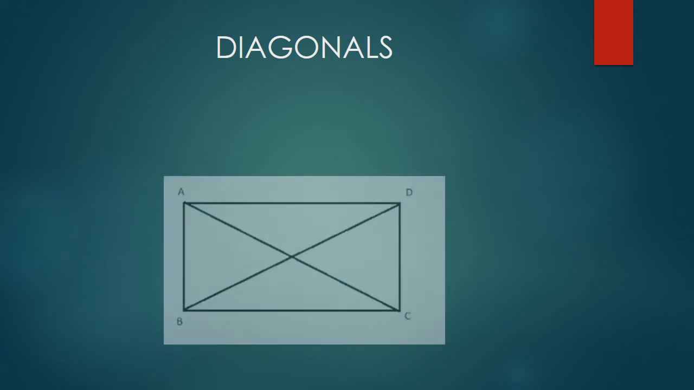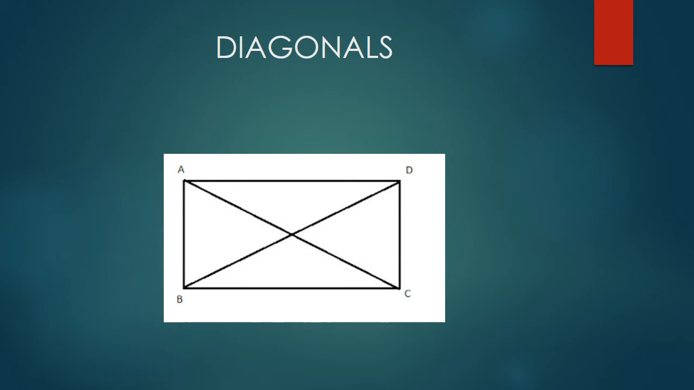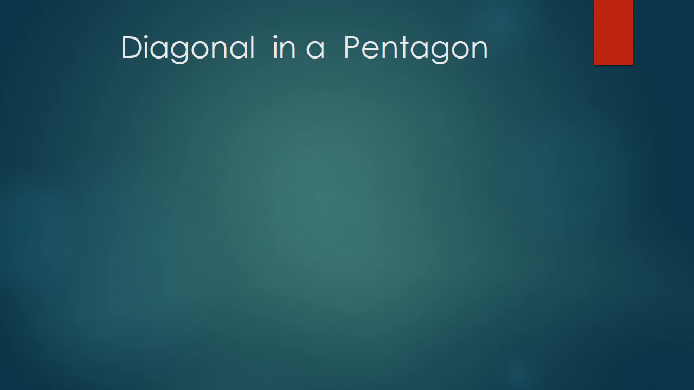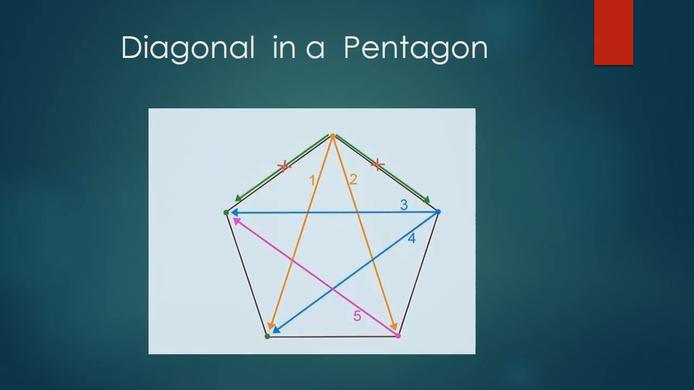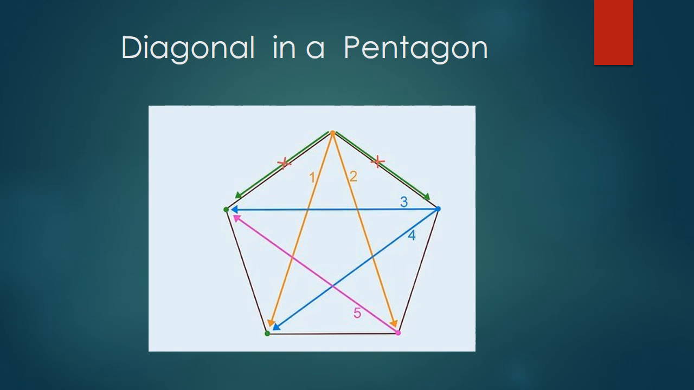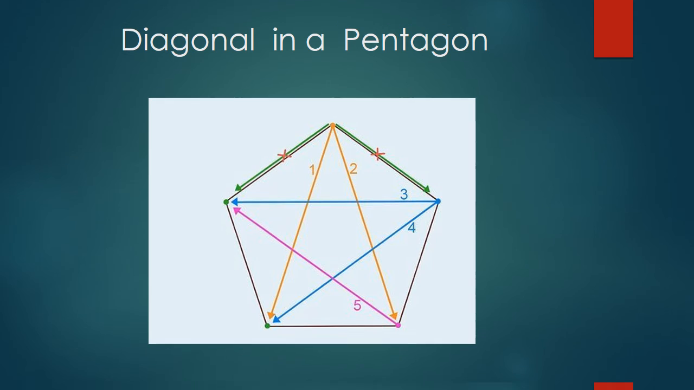So now when you observe here, it is a rectangle where you have two diagonals. Now we will see a pentagon. A pentagon is a five-sided figure. And here, though you have 5 sides, we can have more than 5 diagonals. Here you can see there are 5 diagonals: 1, 2, 3, 4, 5.